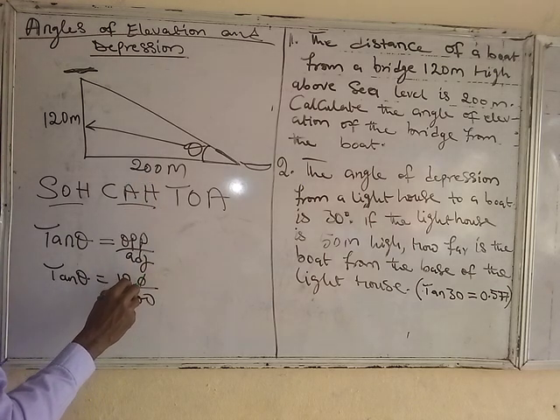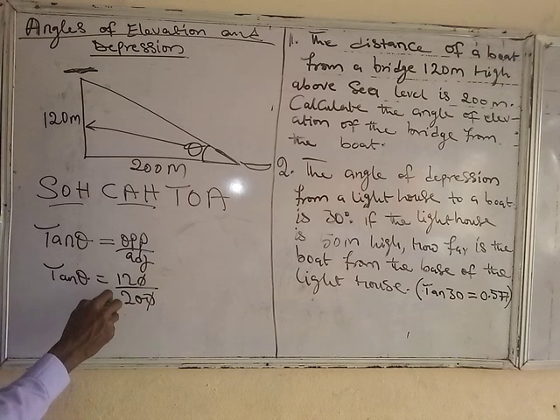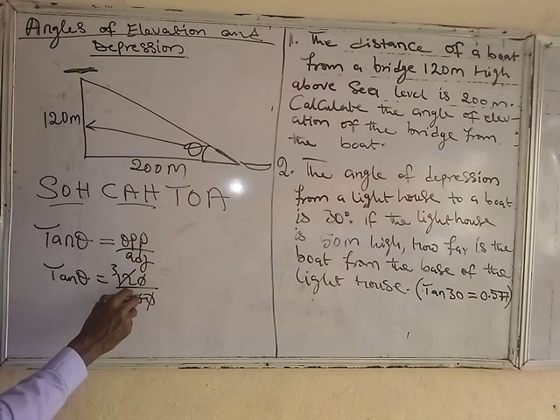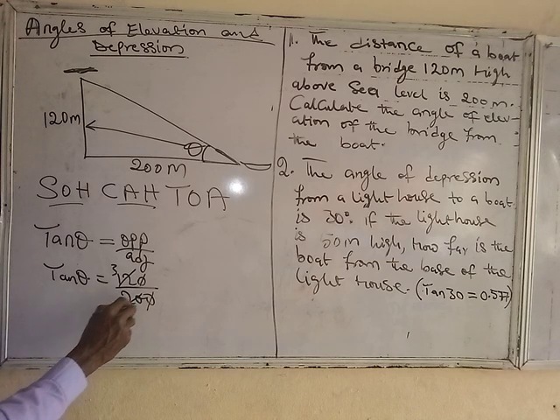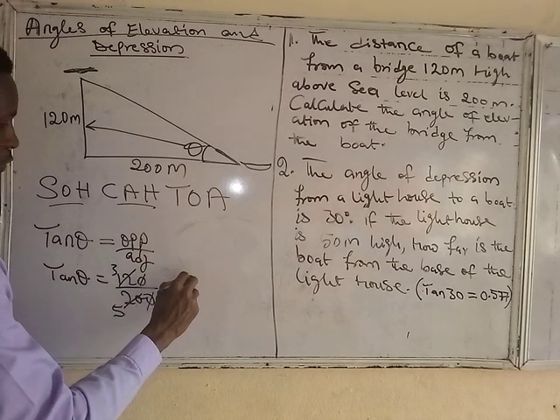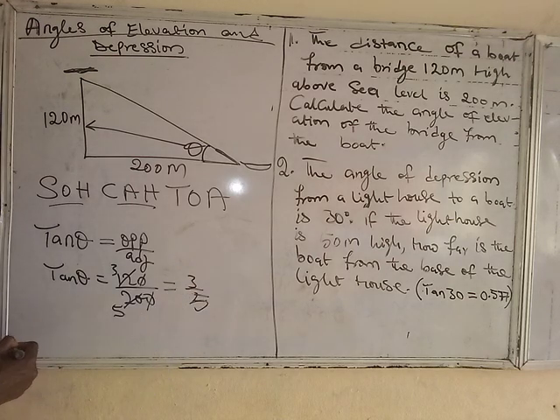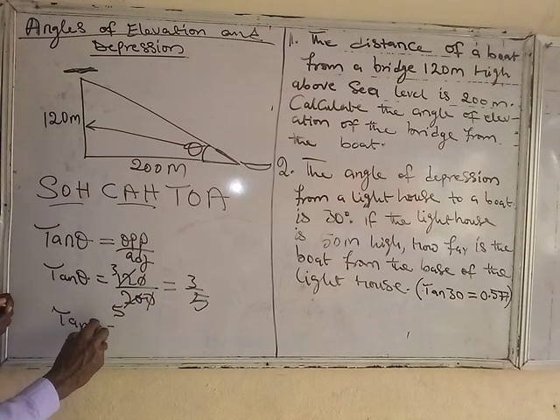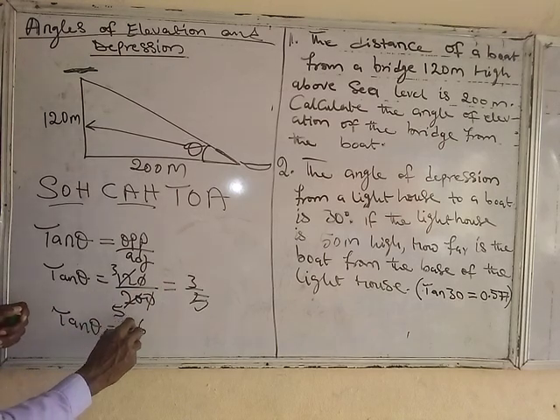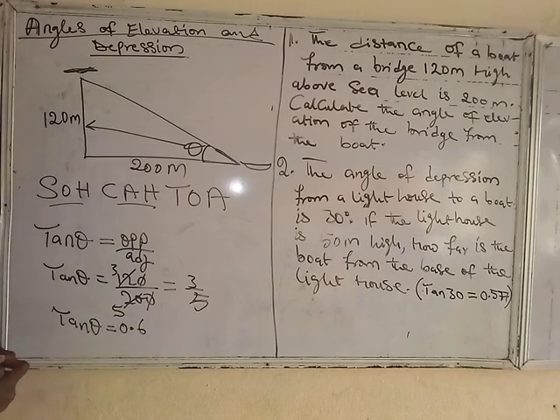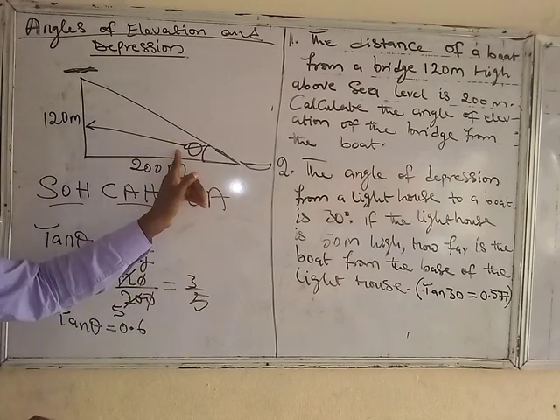So this cancels out. We have 12 to 20. 4 here is 3, and 4 here is 5. So this is invariably 3 over 5. So if we divide 3 over 5, this is going to give us tan theta equals 0.6. Now what we are looking for is the angle, which is theta.